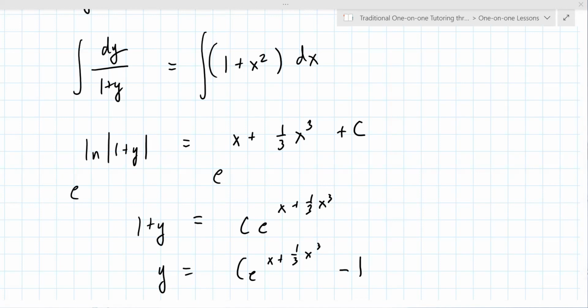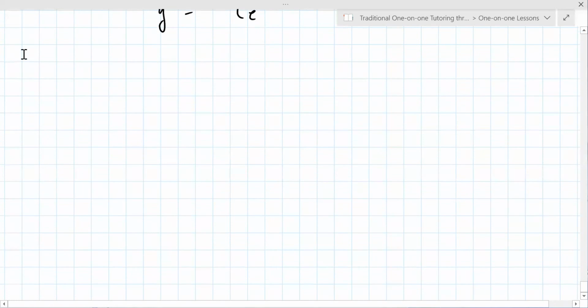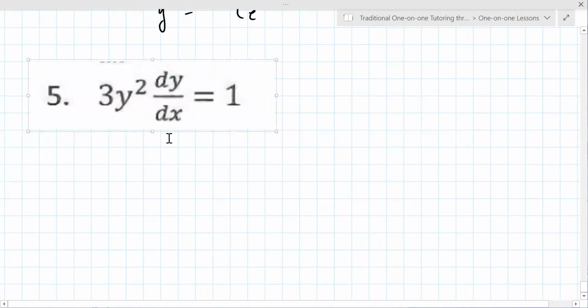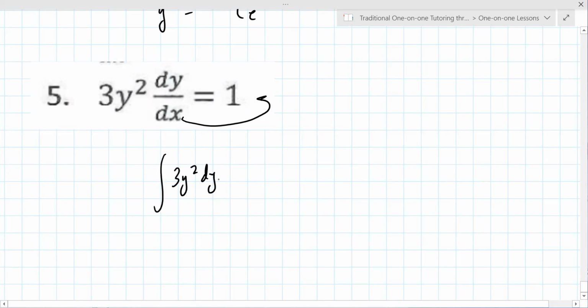I don't think we did this one the other night. It's number 5 here. Just written differently. It's the same. But we're so used to moving y left, y left, y left. Here y is already on the left, so you just have to move the dx over. So it's integral 3y squared dy equals integral 1 dx, or just integral dx.